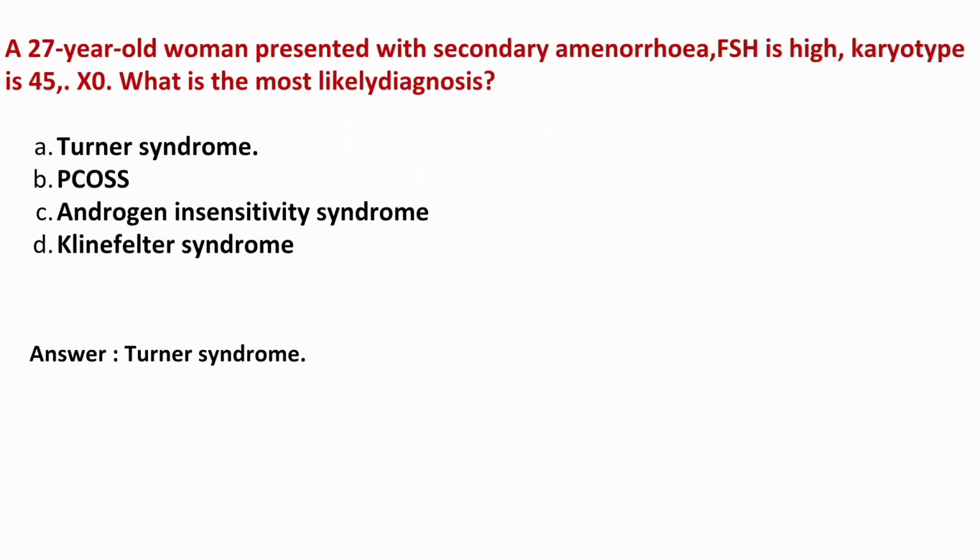A 27-year-old woman presented with secondary amenorrhea, FSH is high, karyotype is 45,X0. What is the most likely diagnosis? A. Turner syndrome. B. PCOS. C. Androgen insensitivity syndrome. D. Klinefelter syndrome. Answer: Turner syndrome.